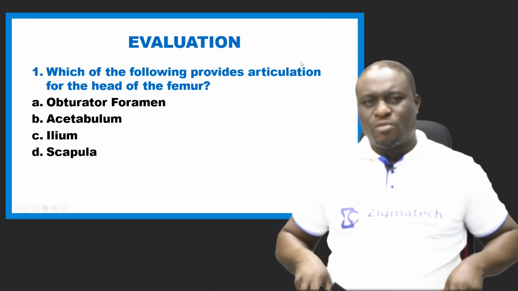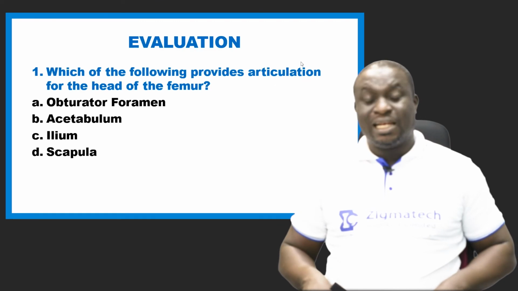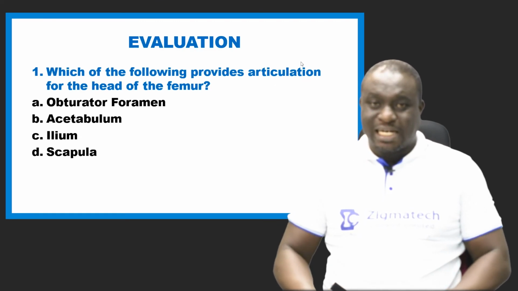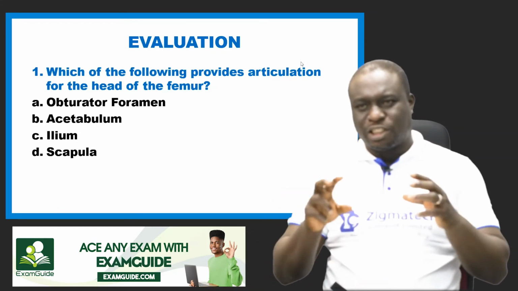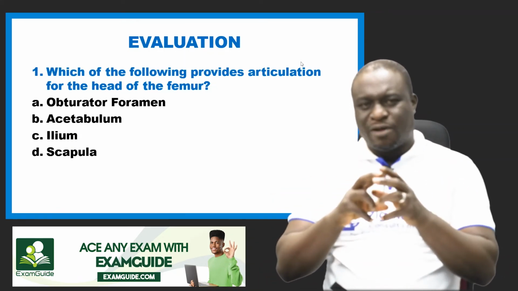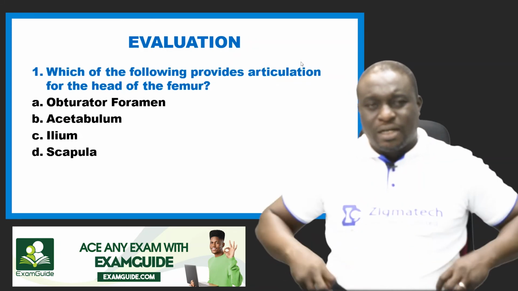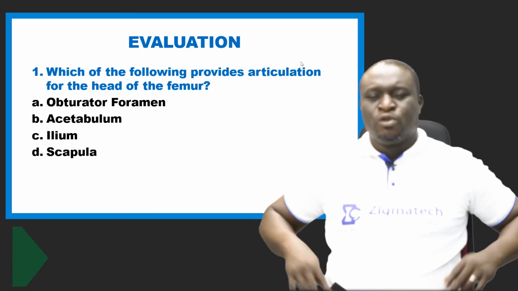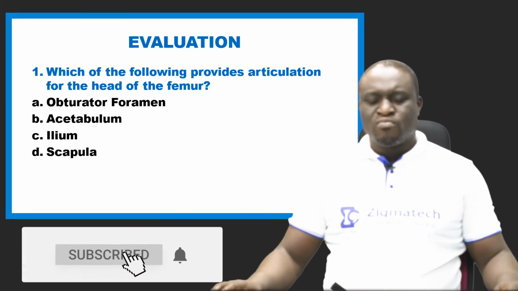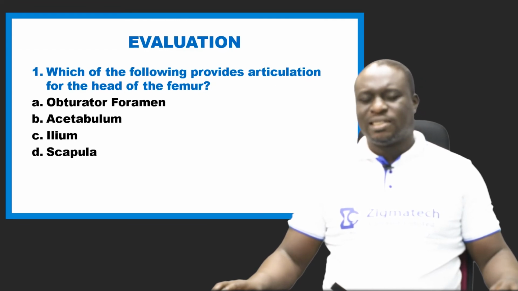Now, remember that the femur is located at the leg or the forelimbs. We said it is the longest and hardest bone. Which one provides the articulation? For the articulation to take place, the hip bone, which is the pelvic girdle, must be involved. A, is it the obturator foramen? B, is it the acetabulum? C, is it the ilium? D, is it the scapula?